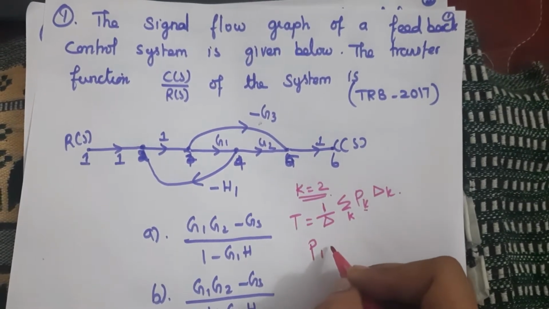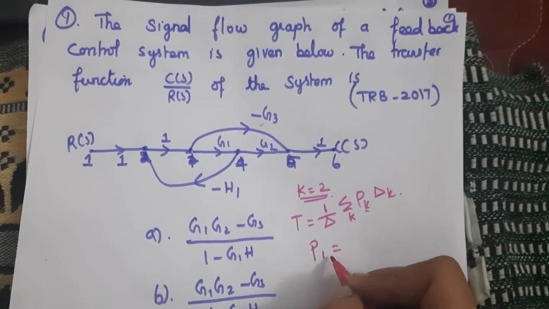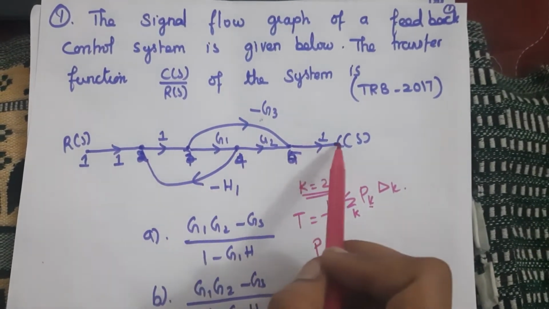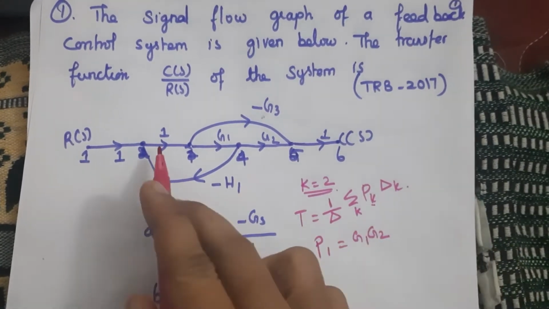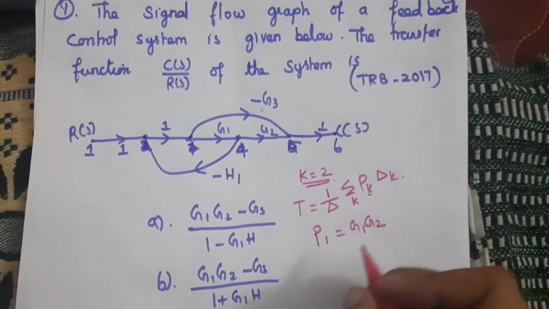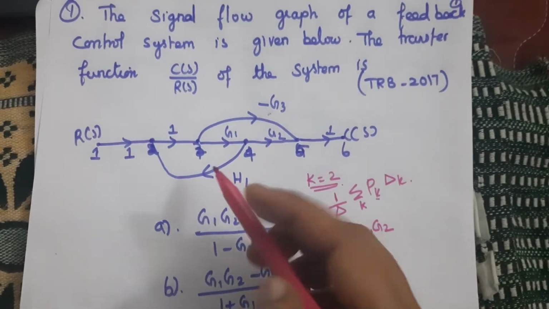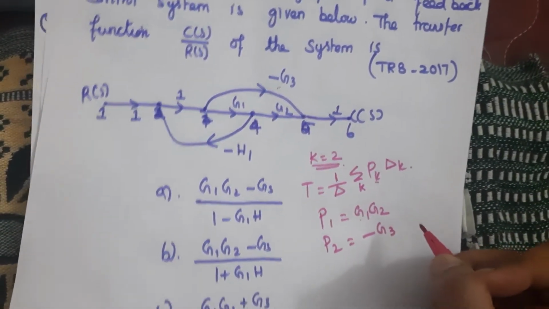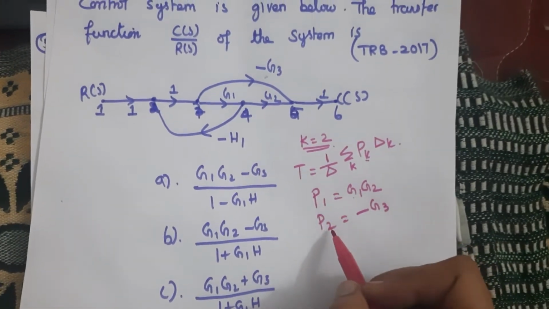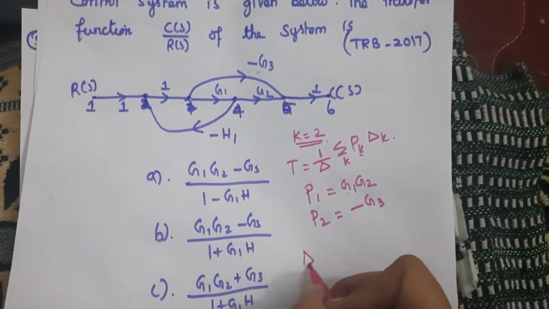Here k is equal to 2, so first we find p1. p1 is the first forward path, that is equal to g1 g2, all are one value, so g1 g2, and p2 is only g3, that is minus g3. So now we have found the forward path gains, and then we have to find del.